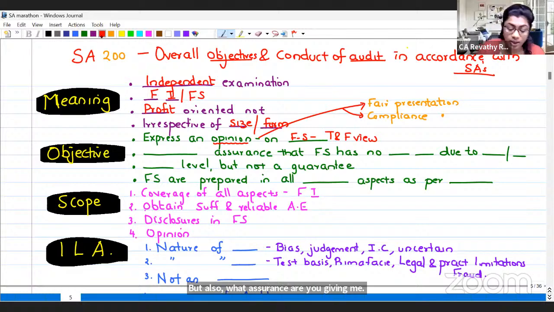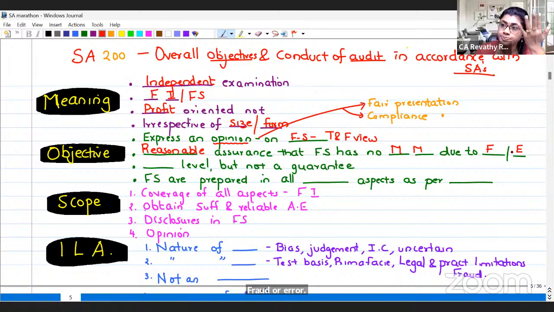What assurance are you giving me? I'm giving a reasonable assurance that the FS has no material misstatement, whether due to fraud or error. Reasonable assurance means a high level of assurance, but it's not a guarantee. As an auditor, your objective is to state that financials are prepared in all material aspects as per the AFRF, which is prescribed by law.